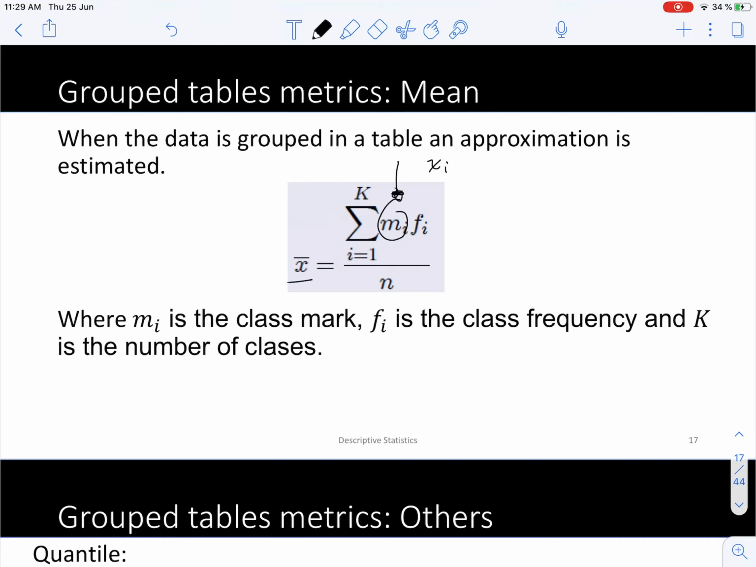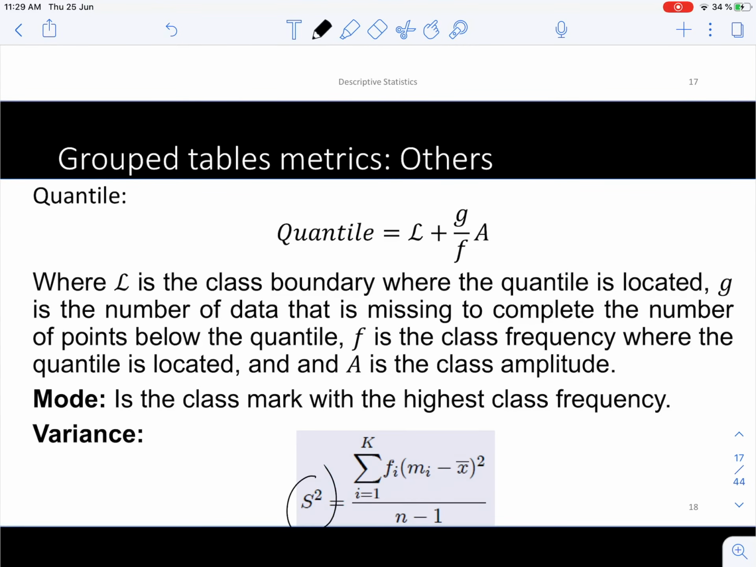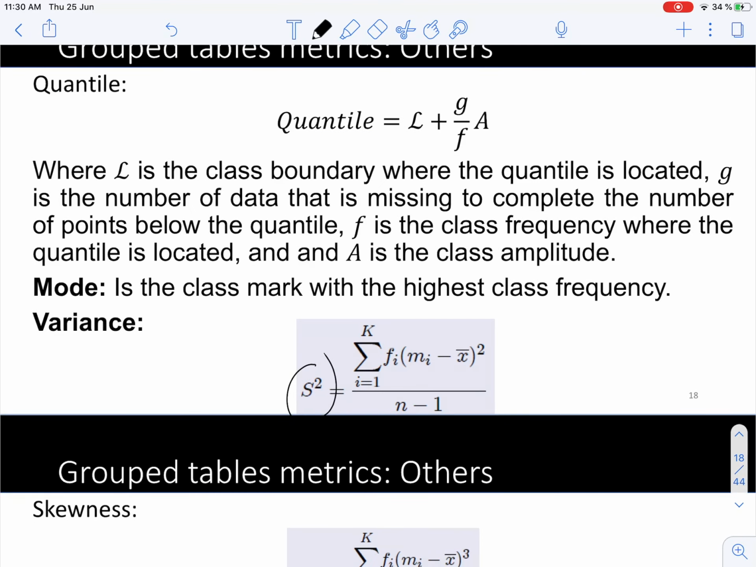That's why, if you want to compute the x bar, we have the sum, where i goes from 1 to k, where k is the number of classes or rows in our table. For each class, we multiply the class mark times the frequency of the class. This numerator is then divided by the total number of observations. We will keep using mi in the other metrics. For instance, if we want to compute variance, please notice that instead of xi, we're using mi. And of course, we multiply the squared difference times the frequency.